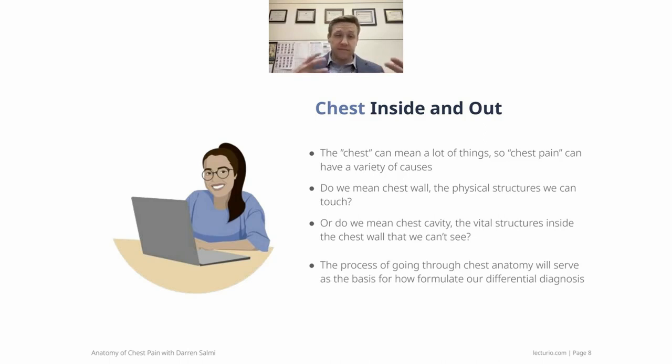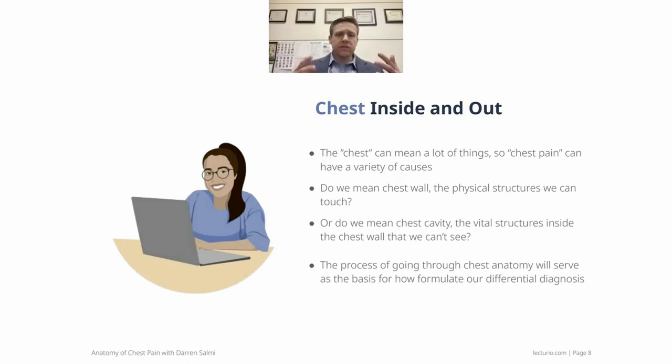But to someone who doesn't have the anatomic knowledge that you all have or soon will have, that could be a perfectly logical way of explaining it. I have pain in the region between my neck and my abdomen, right? And that's pretty vague. So chest pain itself can mean a lot of things. There are a lot of causes for chest pain. Do we mean the chest wall, the physical structures around the chest cavity, things we can touch? Or do we really mean the stuff inside the chest cavity, where we have a couple of really vital organs like the lungs and the heart, of course?